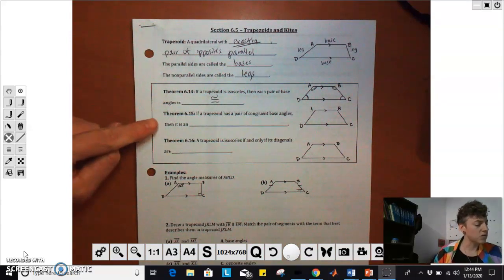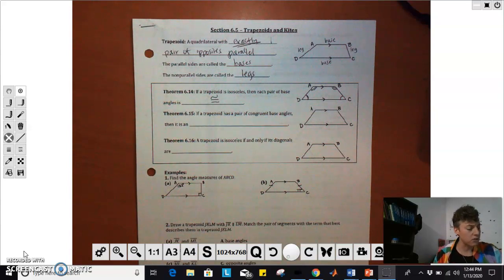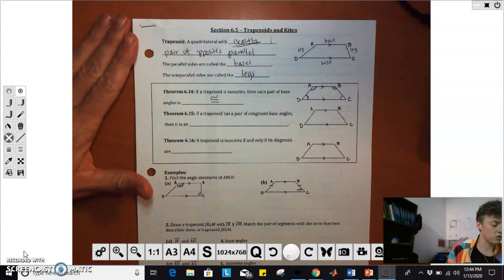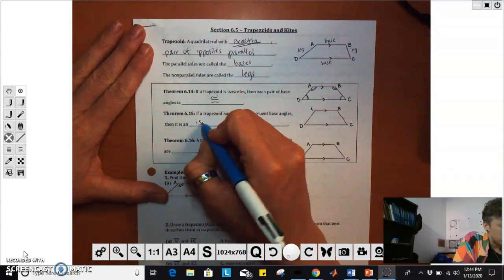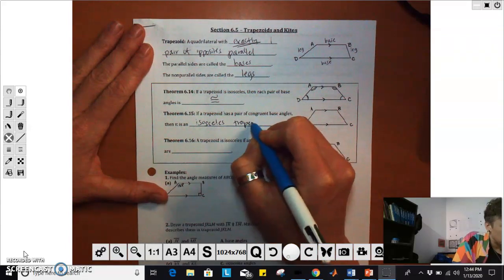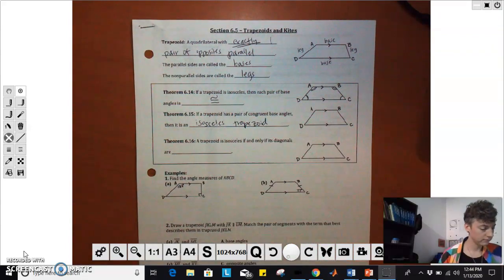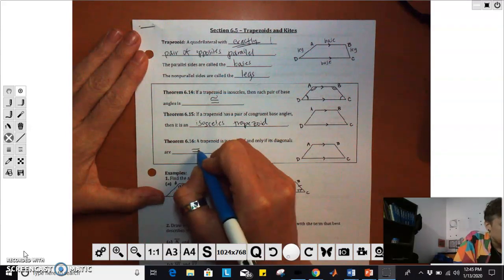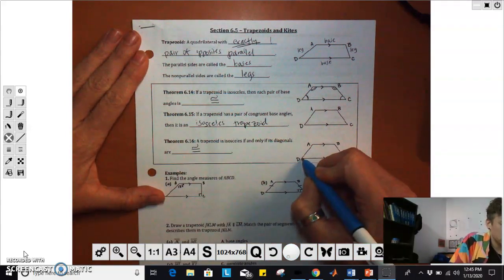All right, this next one, if a trapezoid has a pair of congruent base angles, then it is called an isosceles trapezoid. And a trapezoid is isosceles if and only if its diagonals are congruent. So let's draw those in.